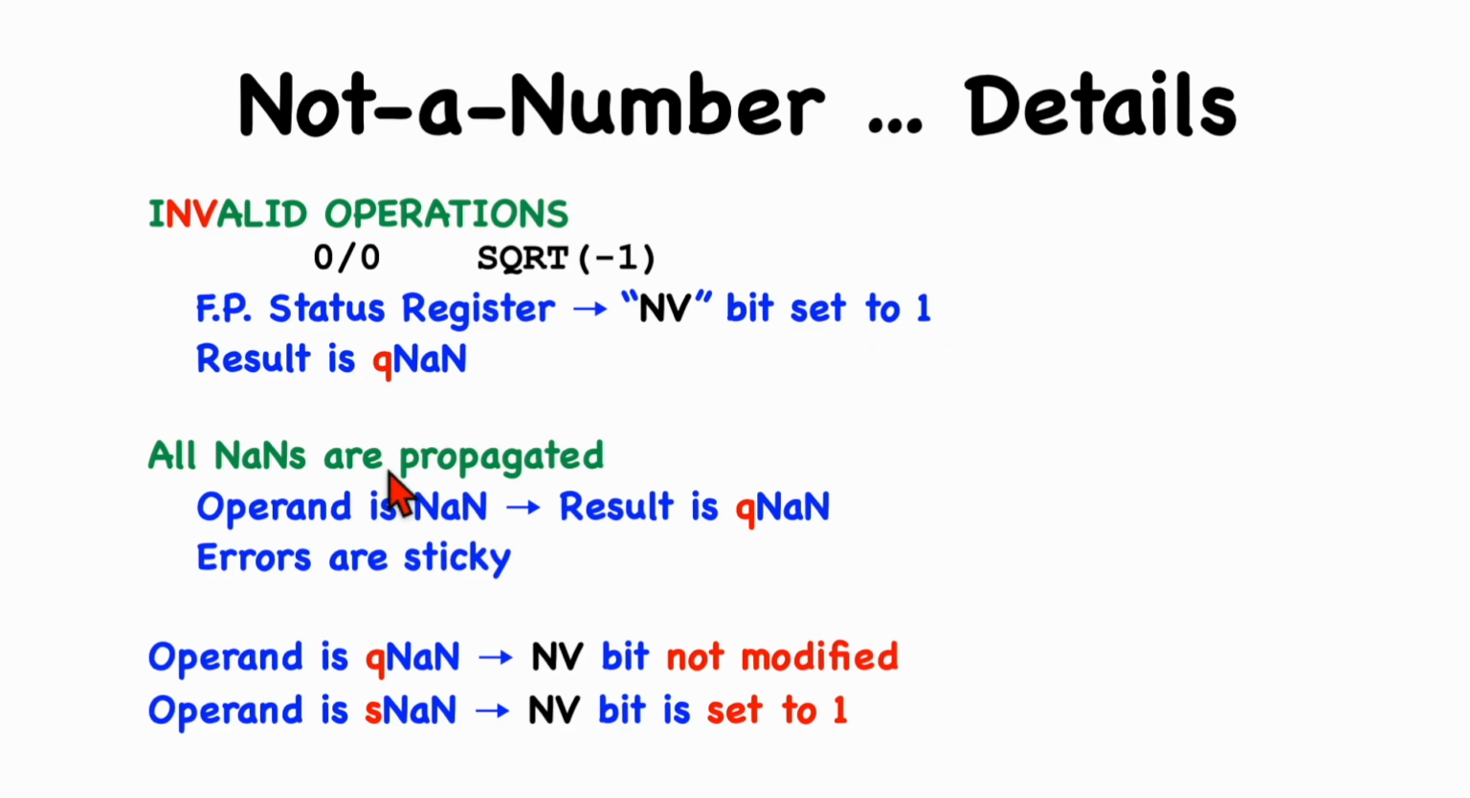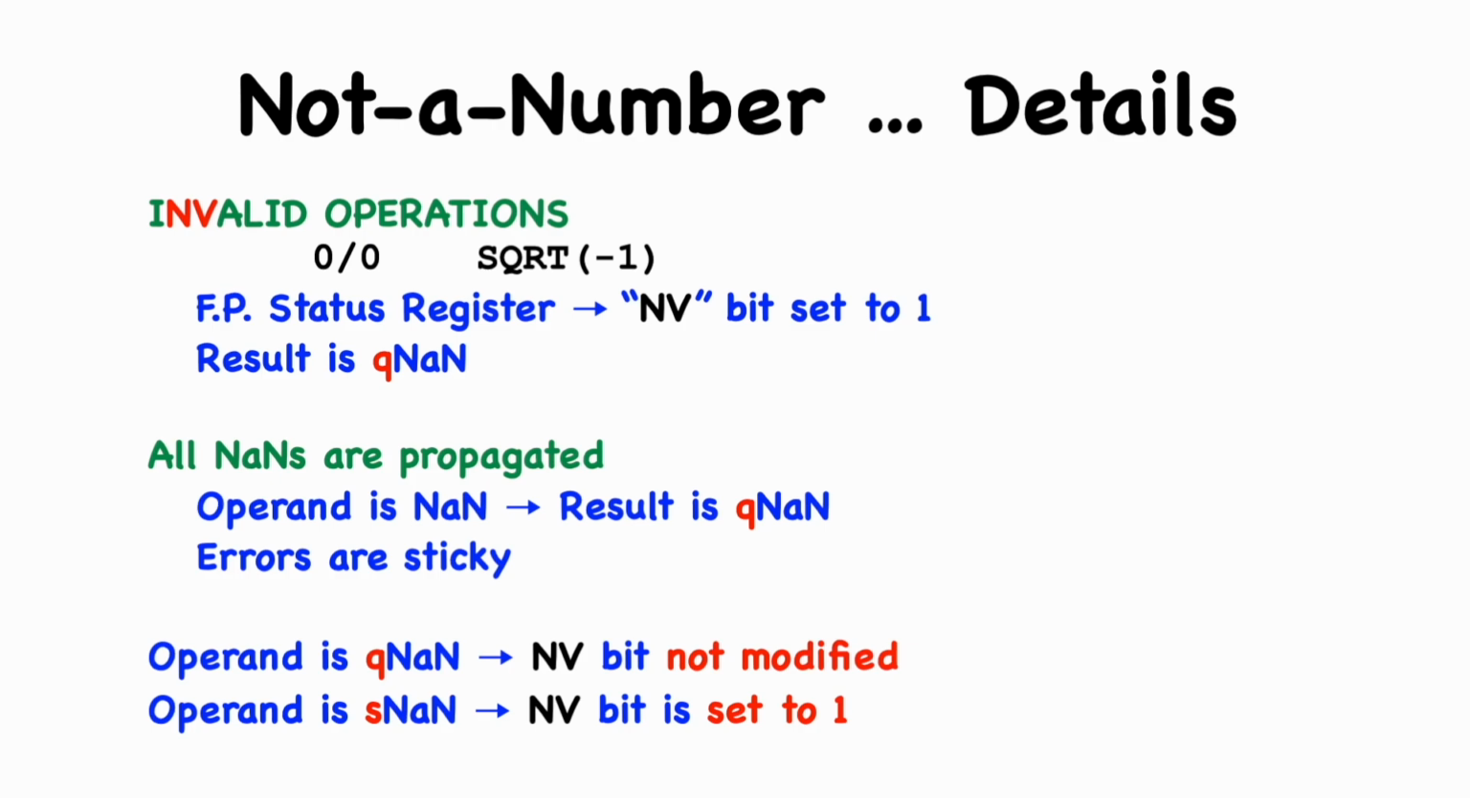NaNs are propagated. This means that if any operand to an instruction is a NaN, then the result will be a NaN. Once you have a NaN, it will be sticky, if you will. A subsequent operation that depends on a previous operation that was invalid will itself produce a NaN. The propagation of NaNs is useful when you have a lengthy series of operations. Your code only needs to check for a NaN at the end.